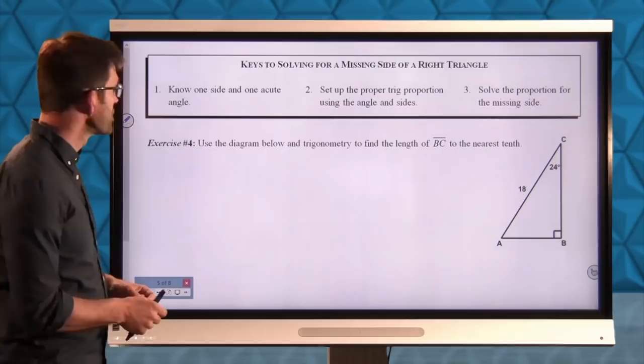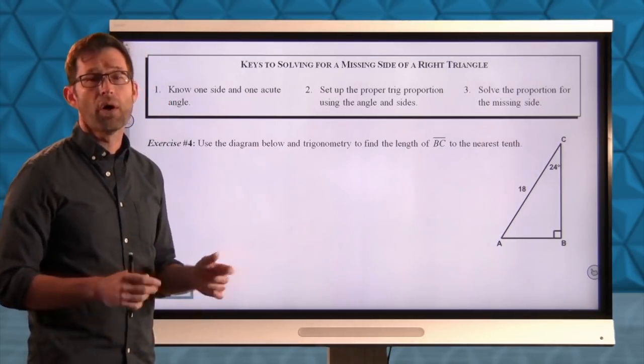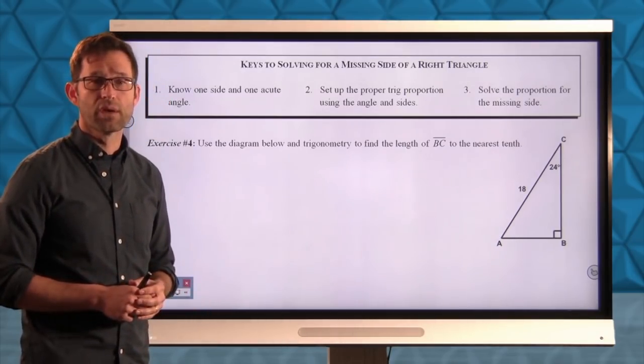So let's take a look at exercise 4. It says use the diagram below and trigonometry to find the length of BC to the nearest tenth. So what I'd like you to do is pause the video now and see if you can do this on your own.